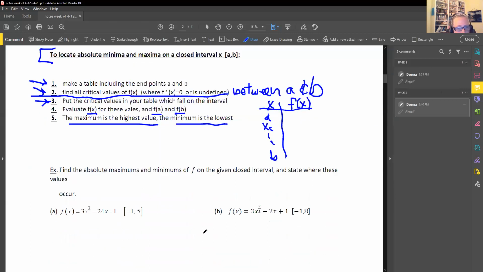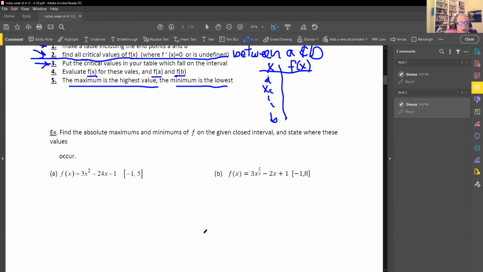Okay, so just to do a quick example of something like that, find the absolute maximums and minimums on the interval, and state where these values occur. Okay, so to find this, I'm going to go ahead and take the derivative. So the derivative of this would be 6x minus 24. Is that right? Yeah. And I'm going to set the derivative equal to 0. All right, so if I solve for x, you could work that through. You're going to get x is 4, and that is on my interval of x. It's telling me that x is between -1 and 5.